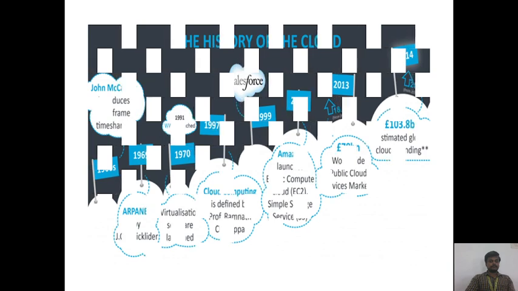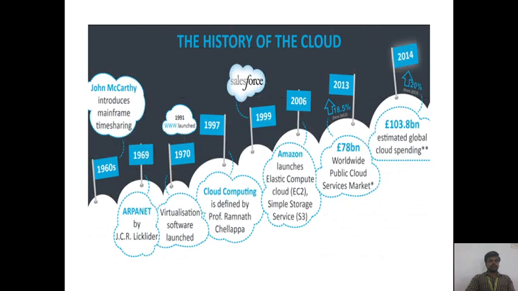Next one. This is the evolution or history of the cloud. This is a pictorial representation of how cloud computing evolves from the basic thing, how it is going, and how the technology is evolving. We can go through this.